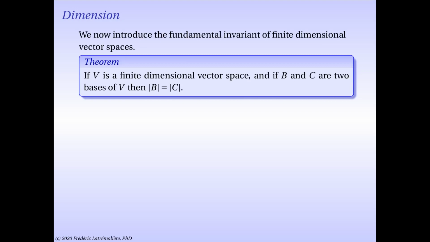If V is a finite dimensional vector space, and if B and C are both bases for V, then the cardinality of B equals the cardinality of C. In other words, all bases of a finite dimensional vector space have the same cardinality.